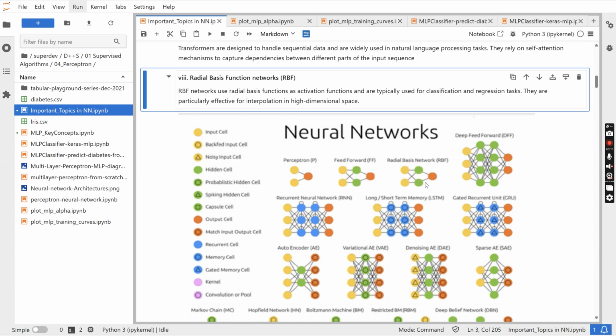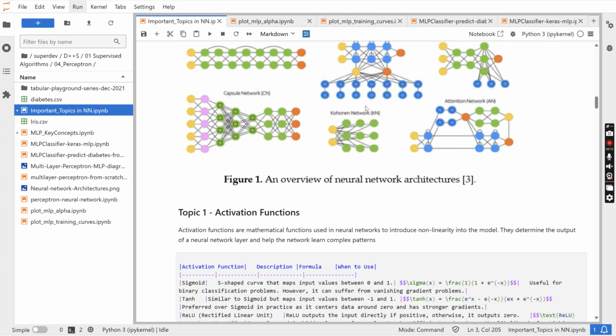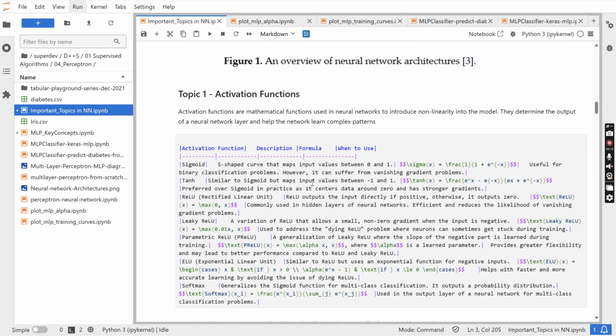But you may have additional layers. Here there is an autoencoder. Again, autoencoders have various different types, like variational autoencoder, denoising autoencoder, sparse autoencoder. So these are all the networks. Anyway, this is just an overview of neural networks.